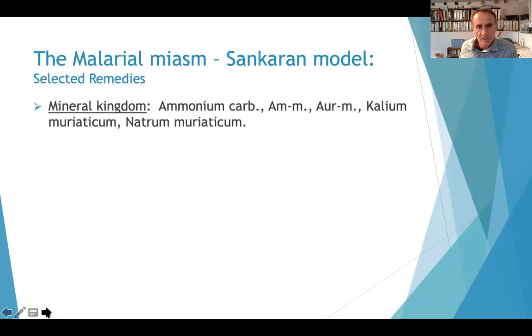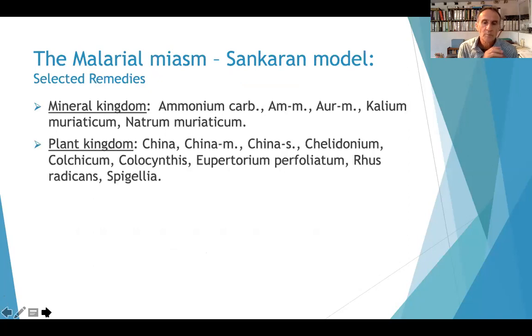Selected remedies. The main ones we would probably know here are Nat mur, and it seems most of the ammonium salts are as well. In the plant kingdom, the famous remedy for the malarial miasm is China, and the China salts like China mur, China sulph. Chelidonium from the poppy family, the Papaveraceae, Colchicum, Colocynthis. Eupatorium from the Asteraceae, a very good flu and bone-breaking remedy. Rhus radicans from the Anacardiaceae.